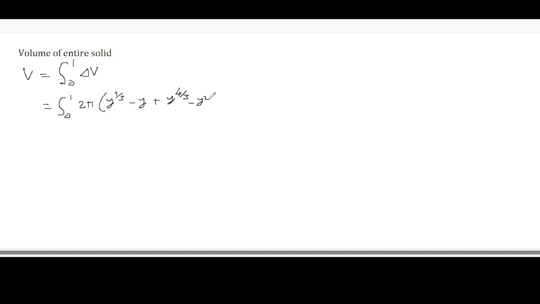So you can write the volume of the entire solid V is equal to the integral from 0 to 1 of delta V. Now you have to substitute the value of delta V. So it becomes the integral from 0 to 1 of 2 pi times y to the power 1 by 3 minus y plus y to the power 4 by 3 minus y squared, and inside the integral, delta y can be taken as dy.